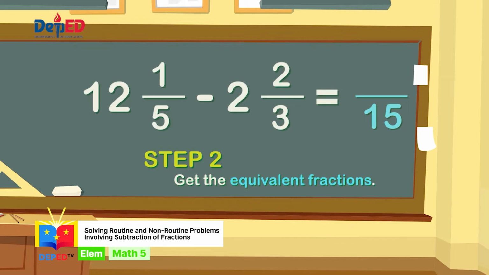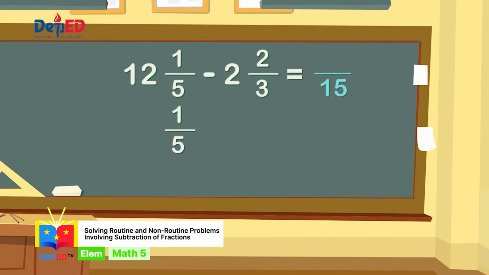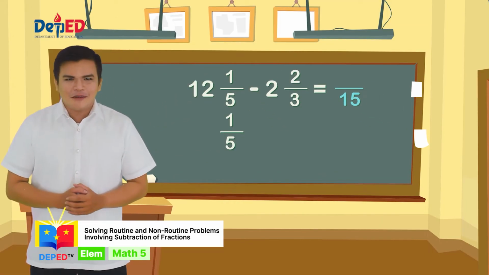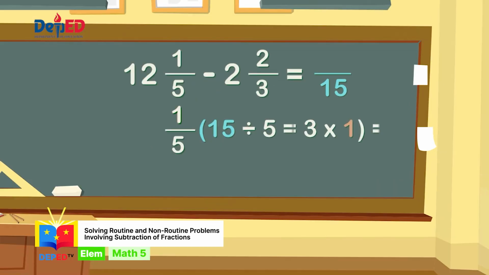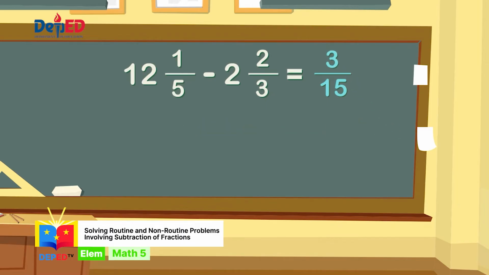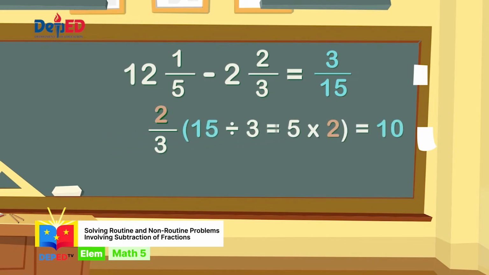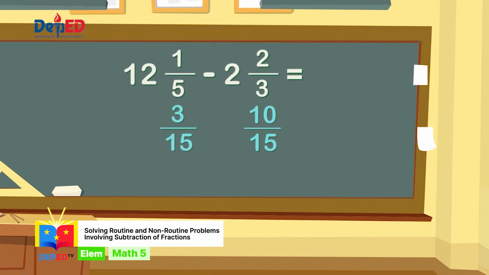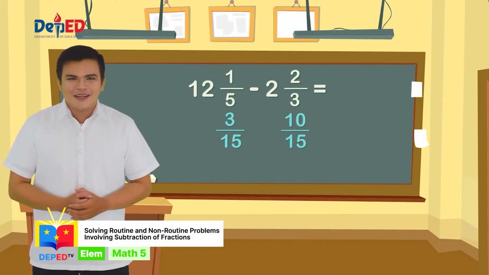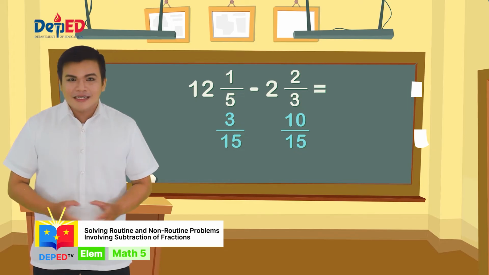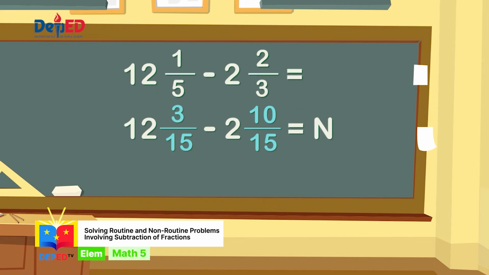Step 2. Get the equivalent fractions. Let's begin with 1/5. To rename 1/5, just follow the steps you were taught earlier. 15 divided by 5 is equal to 3 times 1 equals 3. 3 is now a new numerator. Next, 2/3. 15 divided by 3 is equal to 5 times 2 equals 10. 10 is also a new numerator. From here on, just copy the LCD, which is 15. This time, we now have a new mathematical equation. 12 and 3/15 minus 2 and 10/15 equals n.